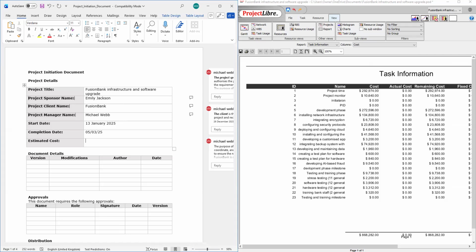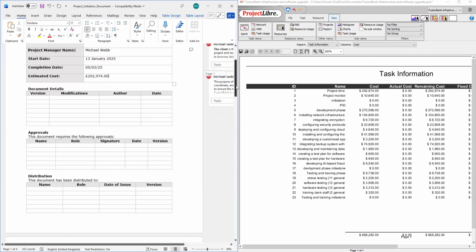So it's going to be 292, use the comma, 974 pounds. Even though it has a dollar sign there, it's just something that Project Libra does. All right, so that would be the cost of my project. So I've completed that already.